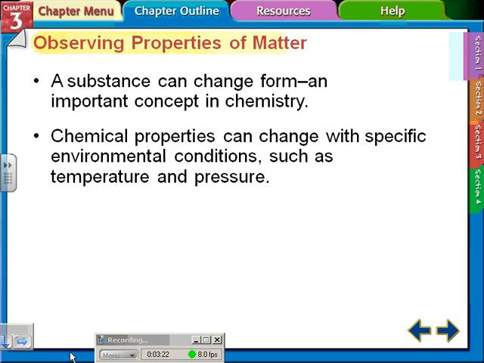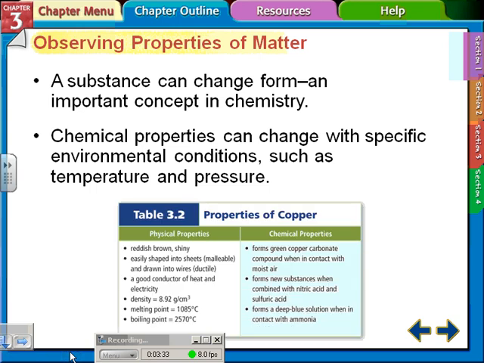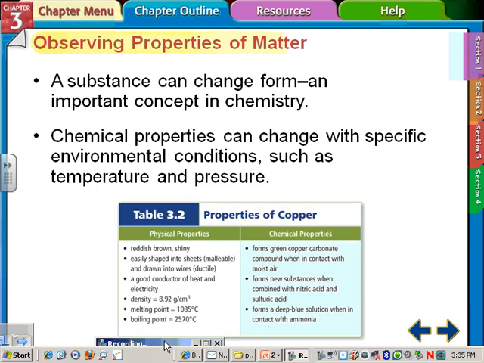So substances can behave differently depending on the temperature that they're at or the pressure in the atmosphere, things like that. These are some properties of copper. Physical properties would be things like color. Is it malleable or ductile? Malleable means most metals can be pounded into thin sheets, and ductile means they can be drawn into wire. Are they good conductors of electricity, density, melting, boiling points, all that kind of stuff.